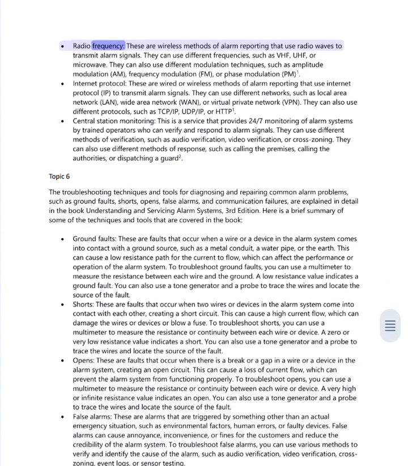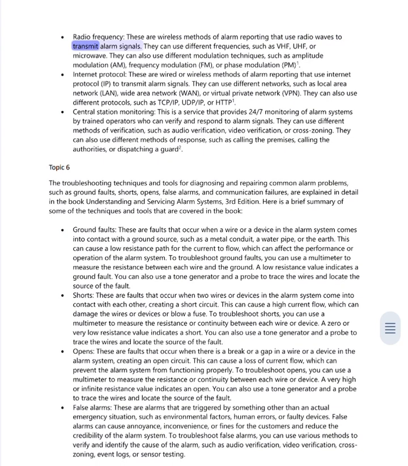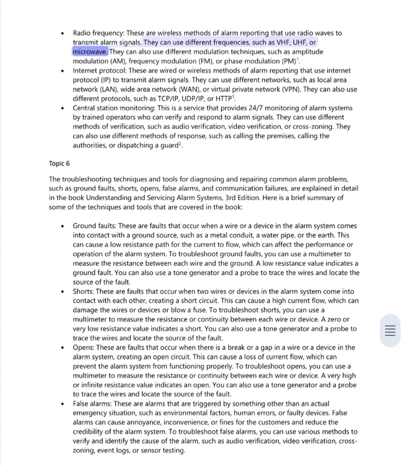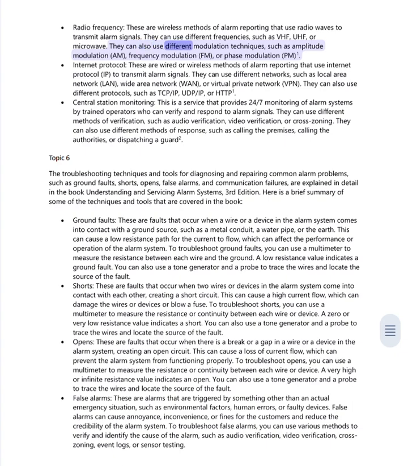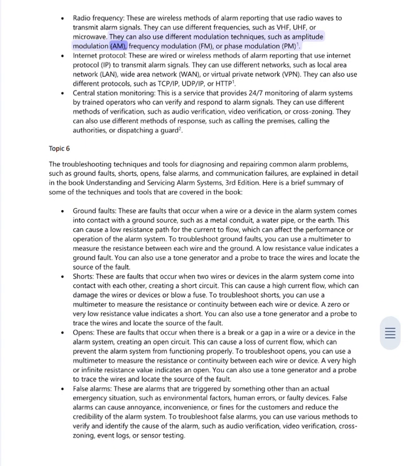Radio frequency. These are wireless methods of alarm reporting that use radio waves to transmit alarm signals. They can use different frequencies such as VHF, EHF, or microwave. They can also use different modulation techniques such as amplitude modulation, AM, frequency modulation, FM, or phase modulation.